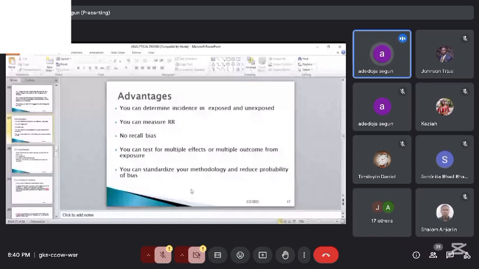Then another advantage is that you can test for multiple outcomes from one exposure. Then you standardize your methodology and reduce the probability of bias because we are monitoring it. The researcher is monitoring it from day one to the last day. He's seeing everything that is happening there. Unlike the next type of analytical study, case-control.